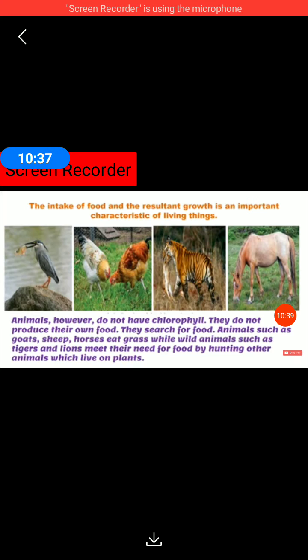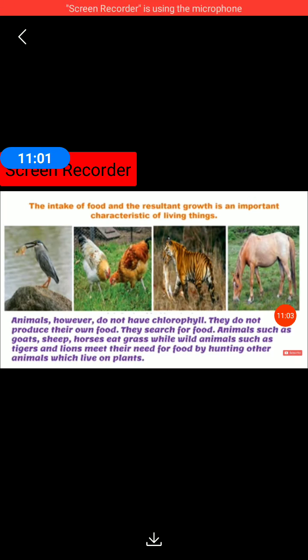What do they do? They search for food. Animals such as goats, sheep, and horses eat grass, while wild animals such as tigers, lions, and even giraffes meet their need for food by hunting. How do they get their food? By hunting other animals which live on plants.